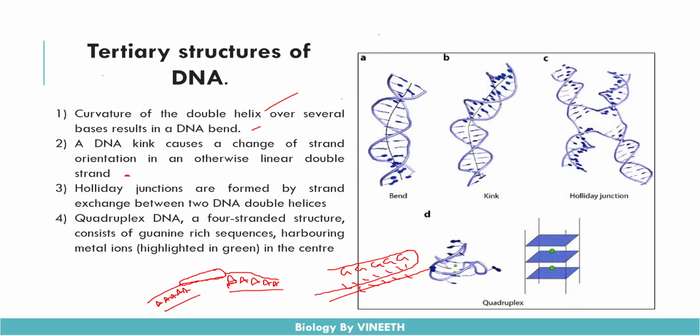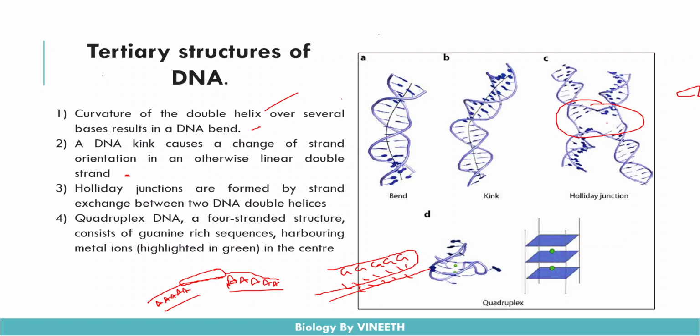Okay, and in the Holliday junctions, during the recombination events, when the strands of both the DNAs get exchanged, at that time we'll be seeing the tertiary structure of the DNA. Okay, so this is actually the Holliday junction, where the exchange of the genetic material is actually happening.